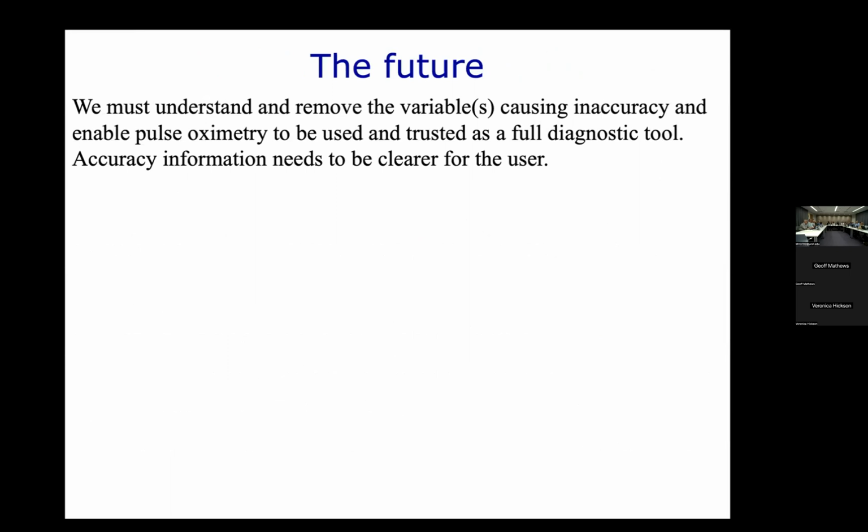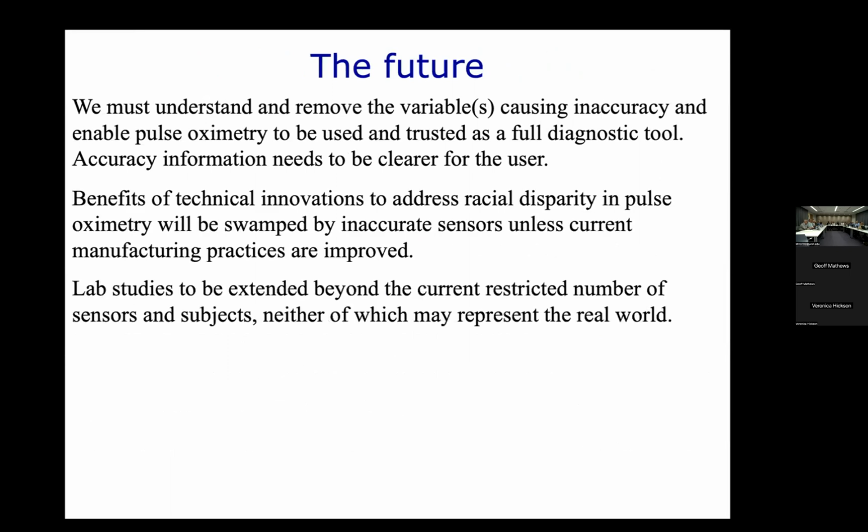I think we've got to understand and remove the variables causing inaccuracy, and that would enable pulse oximetry to be used and trusted as a full diagnostic tool. And I think accuracy information needs to be clearer for the user, and that would help understanding of how to use it. And we've got to watch out that technical innovations that are brought in to address racial disparity don't get swamped by inaccurate sensors, particularly if the current widespread LED performance is still in place.